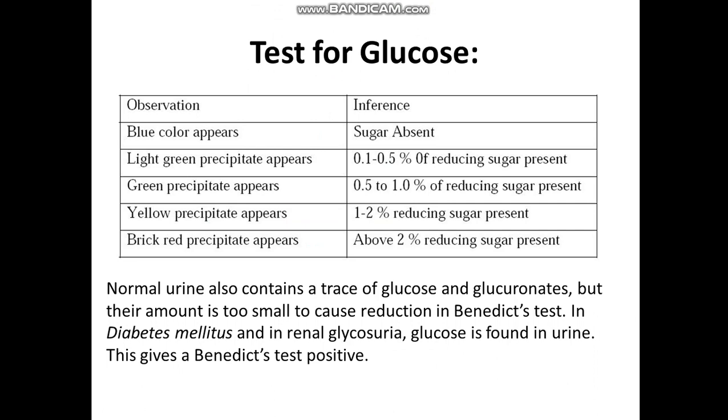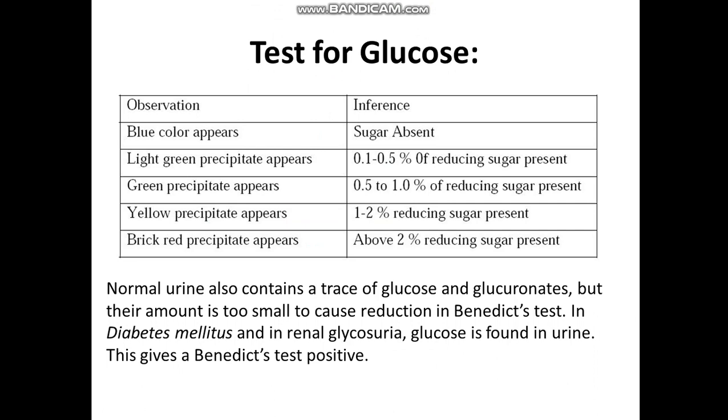And if you get a brick red precipitate, it means the percentage of reducing sugar is more than 2%. So these are the inferences, you can say, the observations you may get from your urine sample.